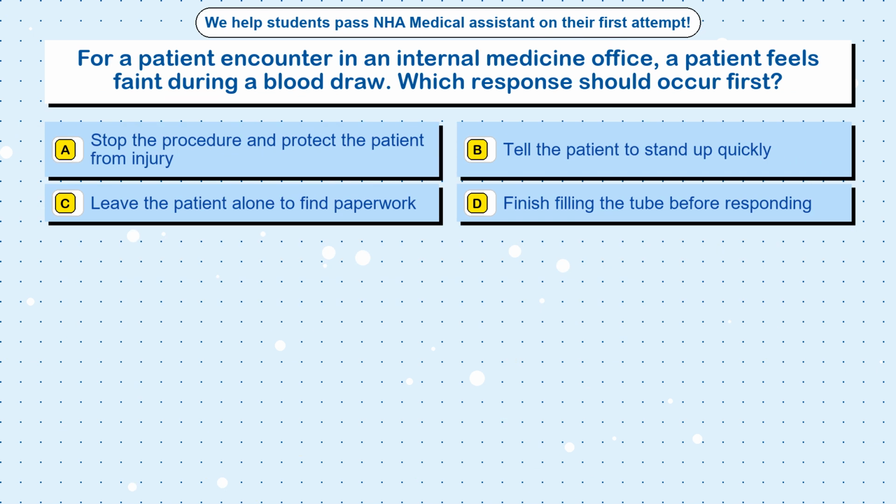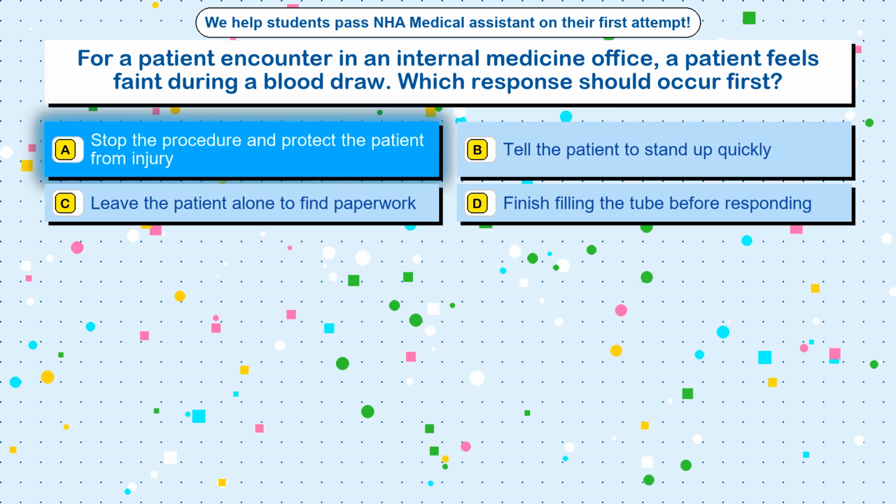Question 64. For a patient encounter in an internal medicine office, a patient feels faint during a blood draw. Which response should occur first? Option A, stop the procedure and protect the patient from injury. Option B, tell the patient to stand up quickly. Option C, leave the patient alone to find paperwork. Option D, finish filling the tube before responding. The correct answer is option A, stop the procedure and protect the patient from injury.